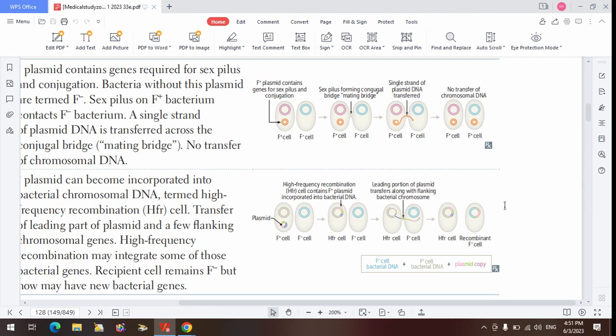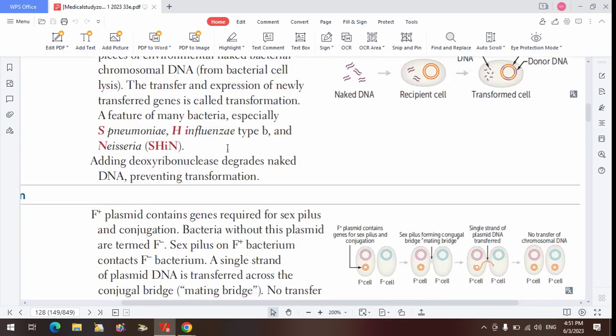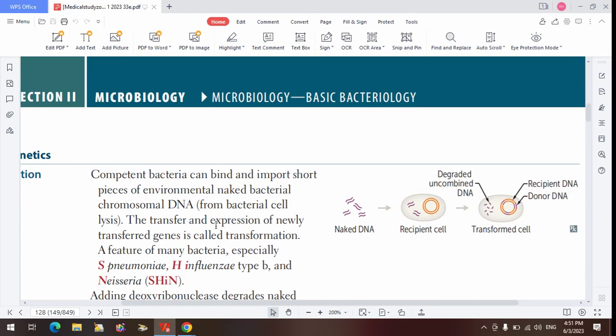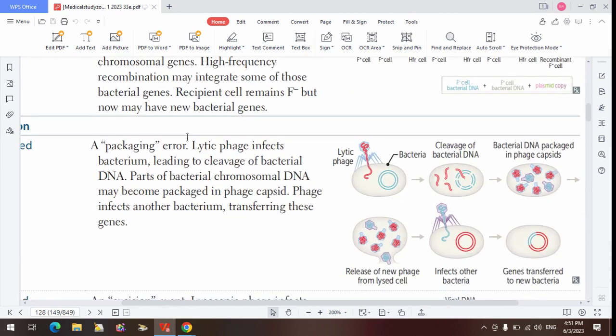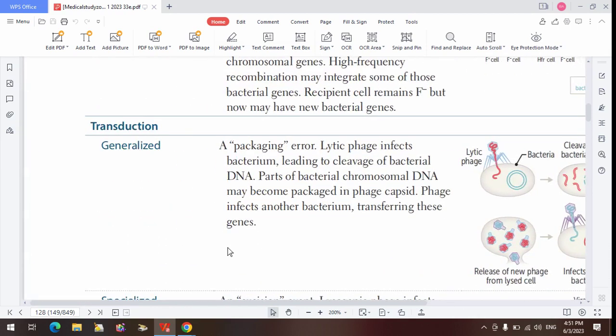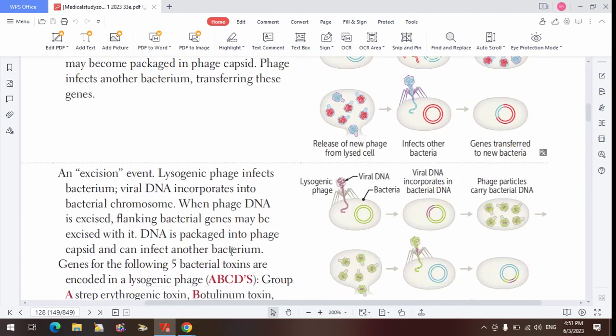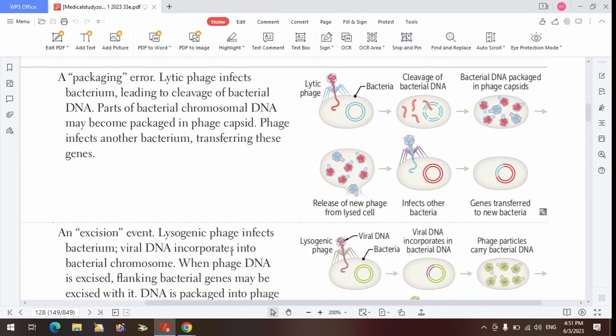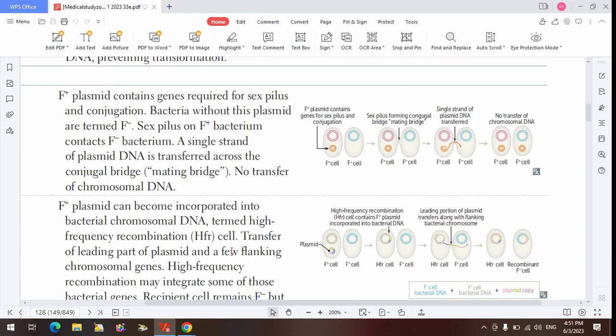They are very easy. Once you understand the mechanism, that's what matters. The way they act, they can tell you that something picks DNA from the outside. You already know that that's transformation. I think I've seen a question on conjugation, and I've seen a question on transformation before. Yes.